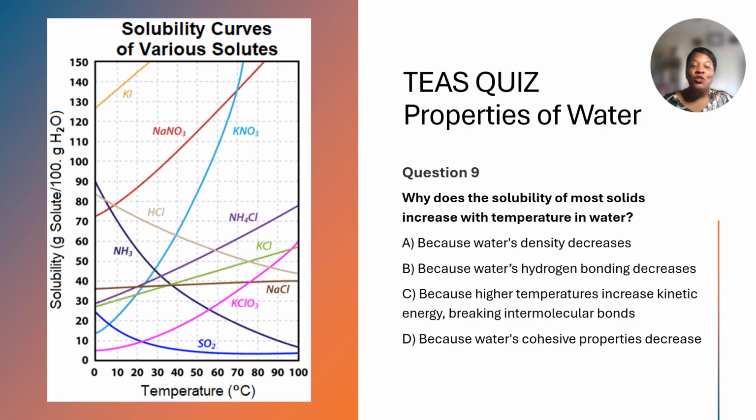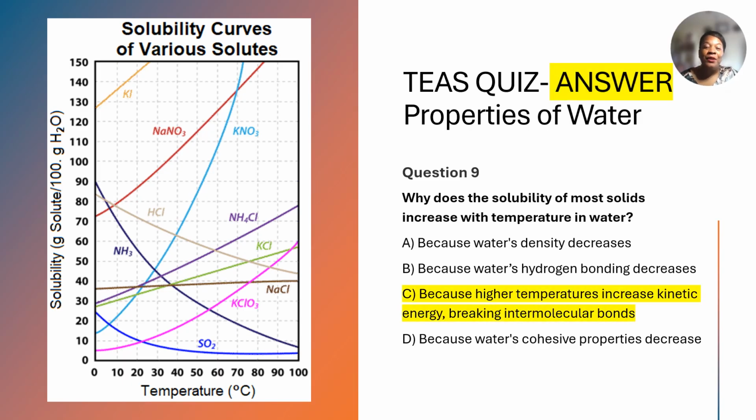And finally, the last question in this series, question number 9. Why does the solubility of most solids increase with temperature in water? Is it because of A, water's density decreases, B, water's hydrogen bonding decreases, C, because higher temperatures increase kinetic energy, breaking intermolecular bonds, or D, because water's cohesive properties decreases? The correct answer is C, because higher temperatures increase kinetic energy, breaking intermolecular bonds.